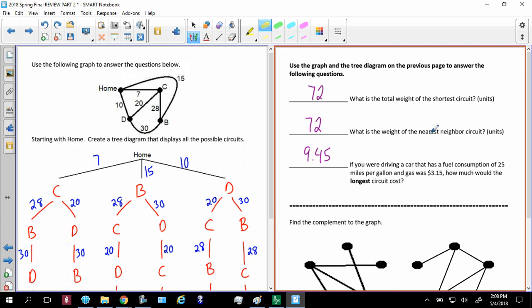What is the weight of the nearest neighbor? Well, go back into your graph. Let's see. Home, nearest neighbor is C. From C, my nearest neighbor is D. From D, my nearest neighbor technically is home, but I've already been home. I have to go to B, which is right there. And then from B, I'm going to complete my circuit.